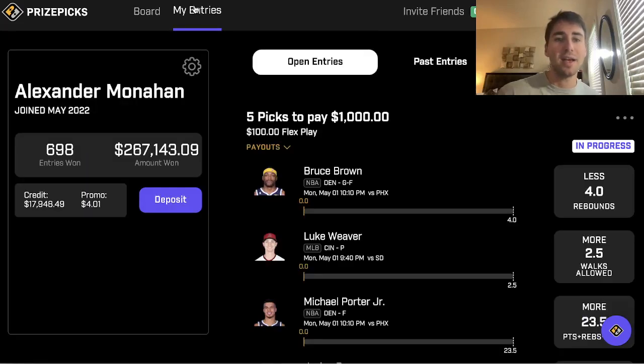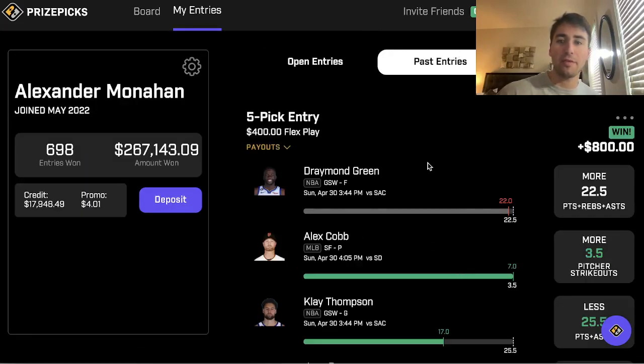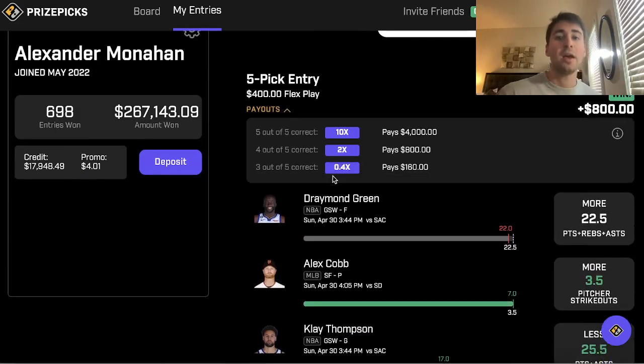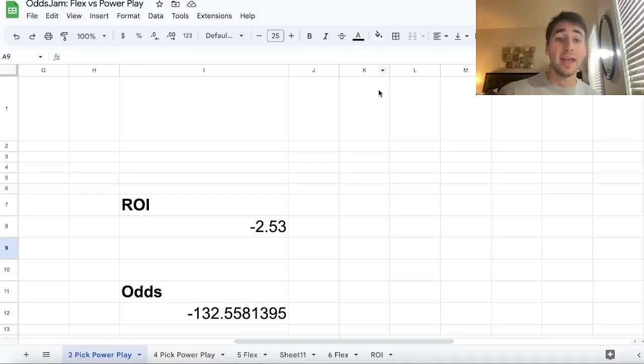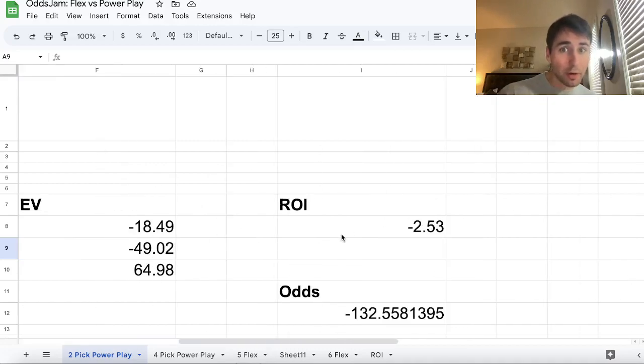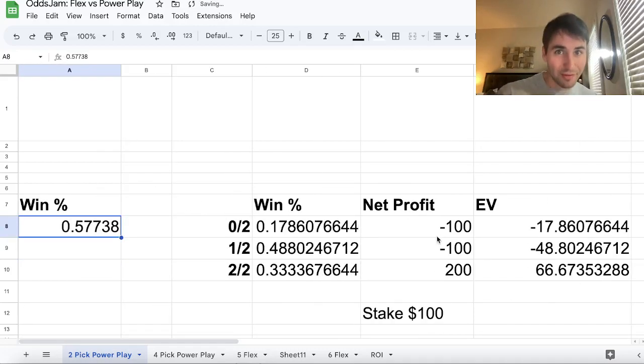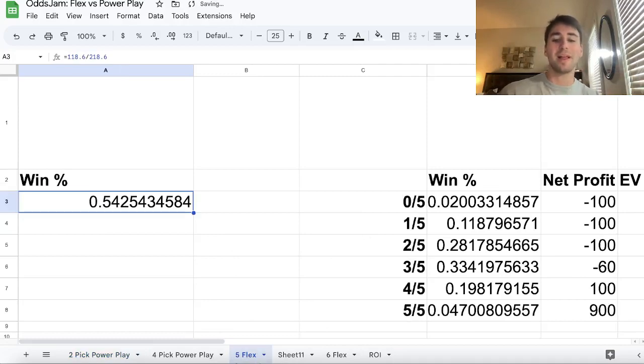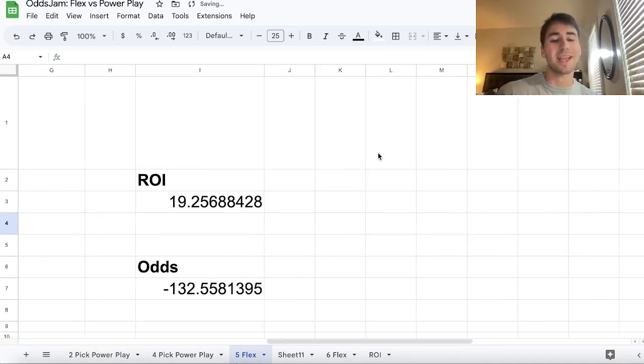What you're going to notice when I go through my previous PrizePicks entries is you're basically going to see me exclusively placing 5 and 6-pick flexes. You're never going to see me give out a 2-pick power play. And again, that's because 2-pick power plays are horrible. If you're winning 57% of your picks in a 2-pick power play, your ROI is negative. Whereas in a 5 flex play, if you're hitting 57% of your picks, again, it's positive.